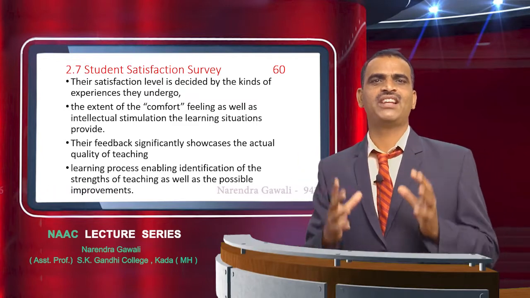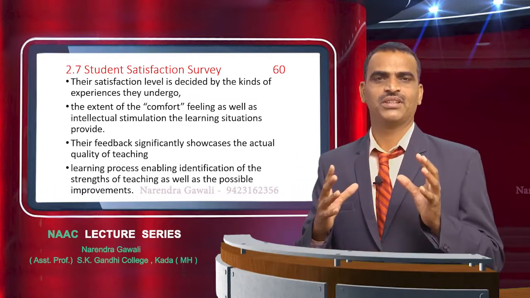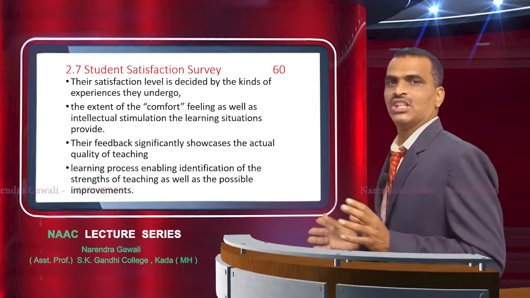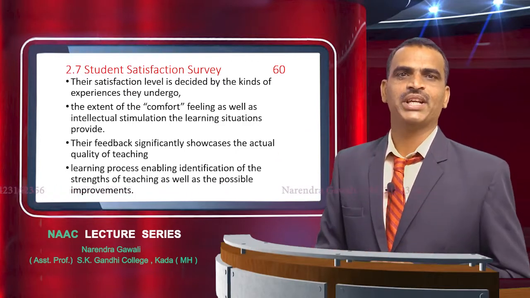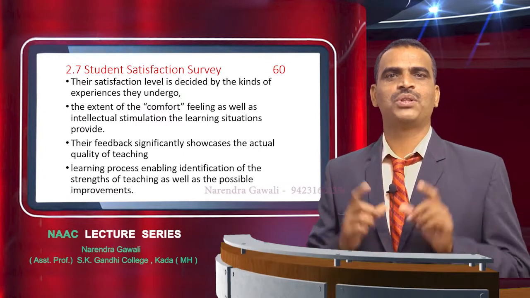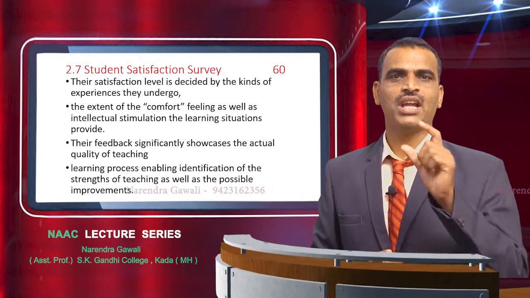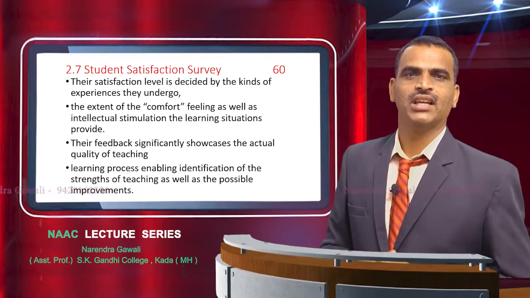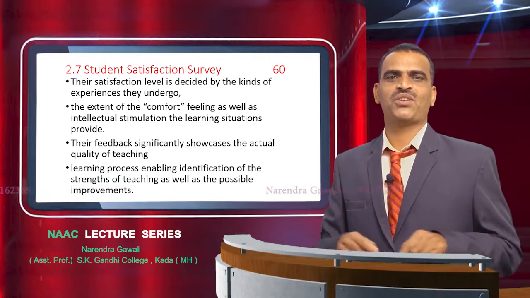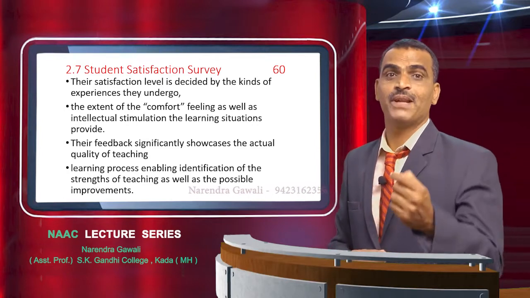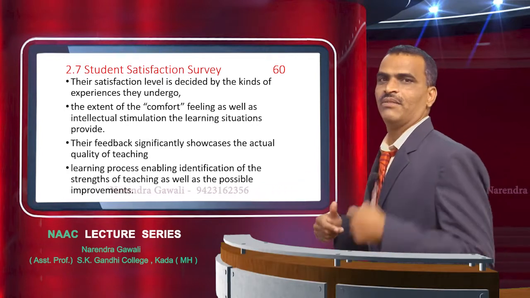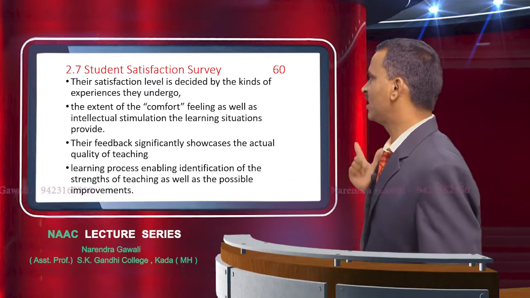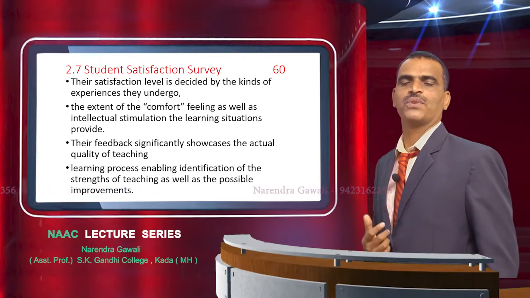It shows the SWOC analysis of a higher education institution: strengths, weaknesses, opportunities and challenges. NAAC has provided 21 questions for the student satisfaction survey, out of which 20 are objective and 1 is descriptive. Based on these 21 questions, the student gives feedback: how well did he like the campus, how was the library facility and so on. So this is the student satisfaction survey.